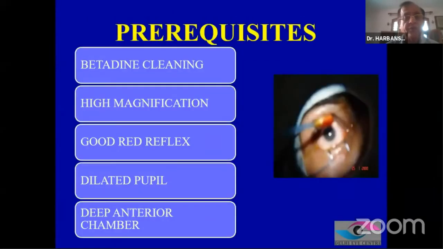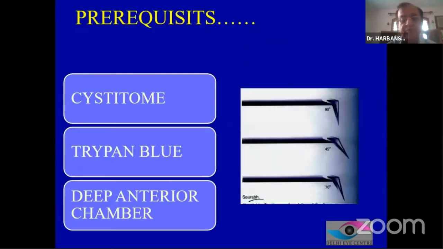When we come to the basics of capsular access, it is very important for beginners to do proper betadine cleaning so that the lipid layer is removed. The visibility should be good. You should do the capsulotomy on high magnification. Set the chin and the eyeball of the patient in such a way that you get a good reflex. Pupil should be well dilated and chamber should be deep.